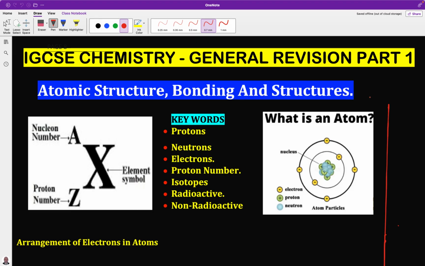But what is a proton? A proton is a positively charged particle in the nucleus of an atom. It has a relative mass of 1 atomic mass unit.